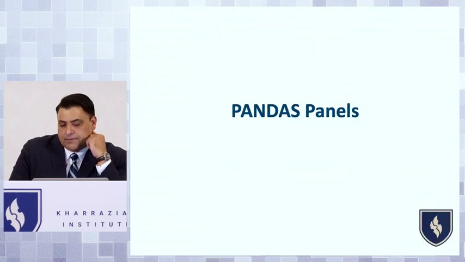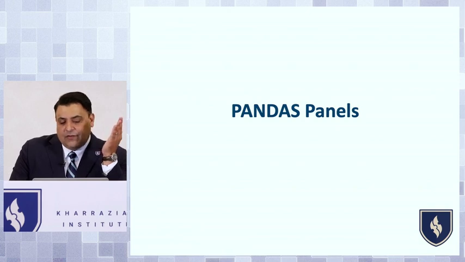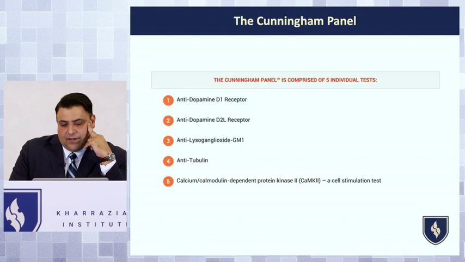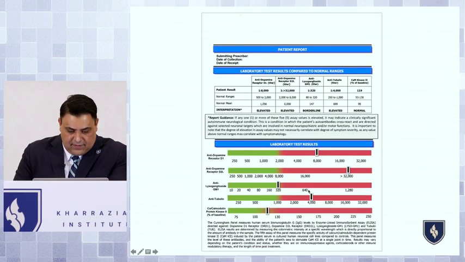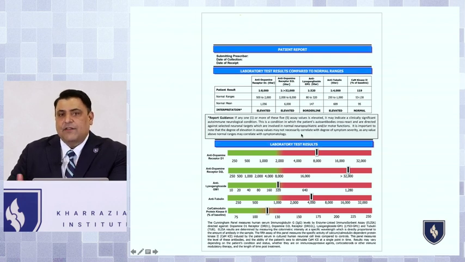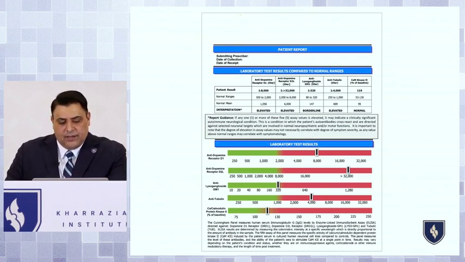Now, as far as PANDAS panels go, the key thing is if you see neuropsychiatric symptoms and you see streptococcus positive lab testing or strep throat, then a diagnosis of PANDAS is all you need. There's a panel that's used to diagnose the autoimmune reactions for PANDAS called the Cunningham panel. And the Cunningham panel is basically anti-dopamine D1 receptors, anti-dopamine D2 receptors, anti-lysoganglioside or GM1, antitubulin, and then this immune marker, calcium calmodulin dependent protein kinase II or CaMKII, which is a stimulation test. And then they look at the panel and you see if these markers show up. So this is definitely a person who's developed dopamine autoantibodies. Now you have to realize that some of these kids get infections and develop the autoimmunity, and the autoimmunity persists and stays ongoing. But these are structures in the basal ganglia that are commonly involved with this response.